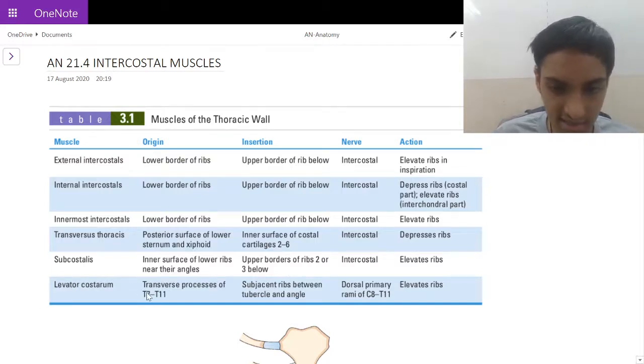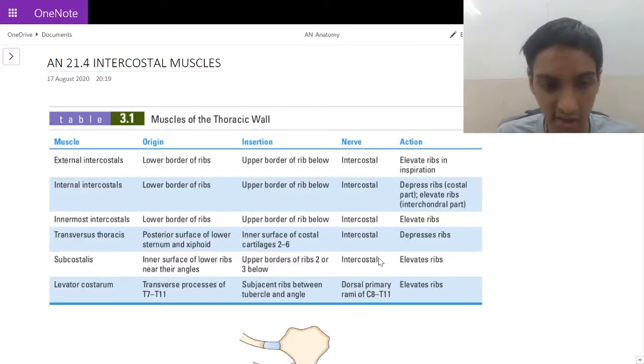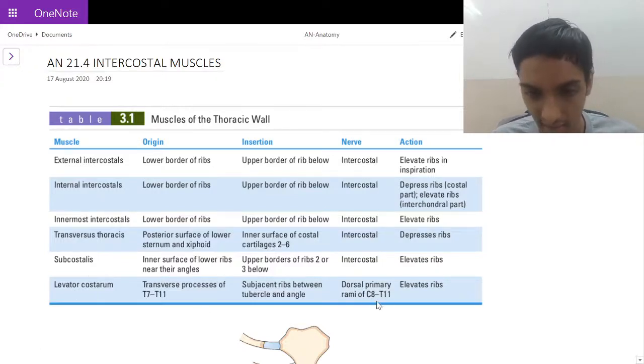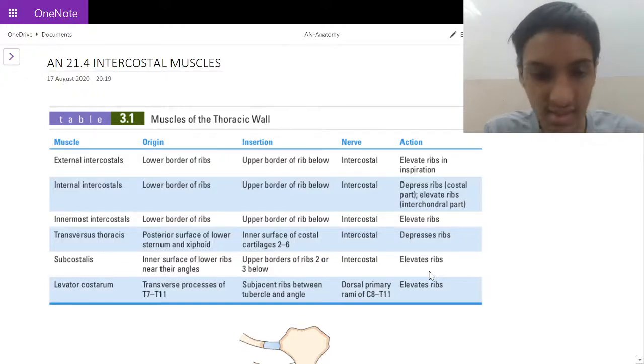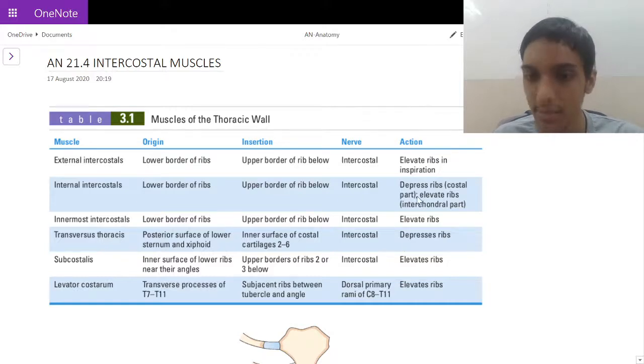Levator costarum comes from T7 to T11 and inserts in between the tubercle and the angle. Now all are supplied by intercostal nerve except levator costarum, that is C8 to T11, and all elevate the ribs except internal intercostal and transversus thoracis. In internal intercostal, the costal part will depress the ribs. Otherwise, the rest are elevating the ribs only.